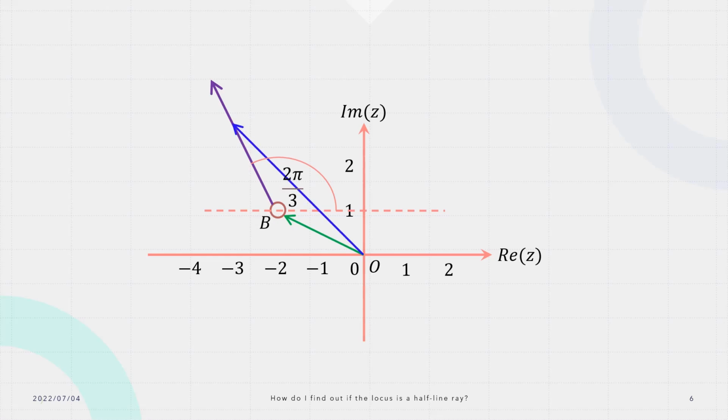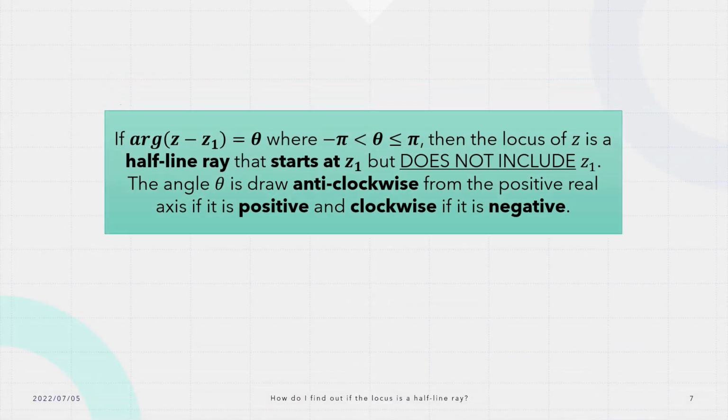z can be any complex number that starts at O and ends on that line. For example, the complex number OA. So, if the argument of z - z1 is equal to θ, then the locus of z is a half-line ray that starts at z1 but does not include z1.